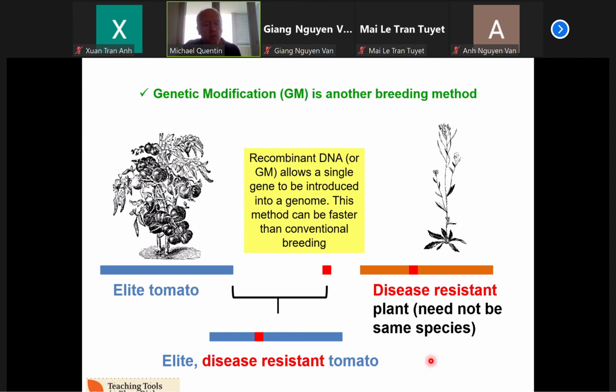But of course, on paper like this, it's very simple. But there are also a lot of other aspects that will enter into the game. And if it was as simple as this, we would be growing GMO plants everywhere, okay? But it's not as simple as this, okay?